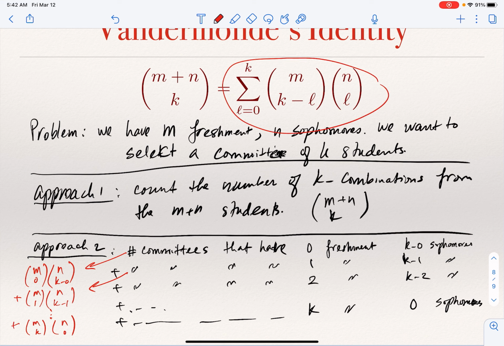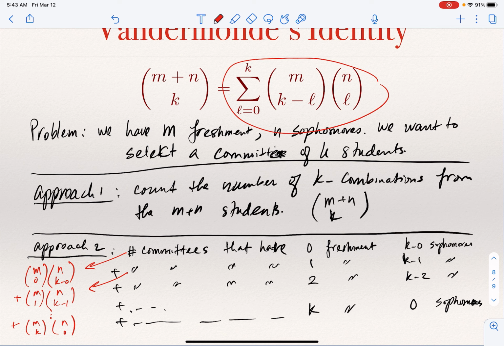Okay. So if you look at this problem, again, I want to count the number of committees of k students from a group of students where m of them are freshmen and n of them are sophomores. One way to look at it is, let's group the students together, not worry about who's freshman, who's sophomore, and say, give me a committee of size k. Then that's just the number of k combinations. It is m plus n choose k. Another way to approach it is, let's be detailed about it and distinguish between freshman and sophomore. Then I can say the committee can have 0 freshmen, k sophomores, and so on. And then I can get the right-hand side, okay?